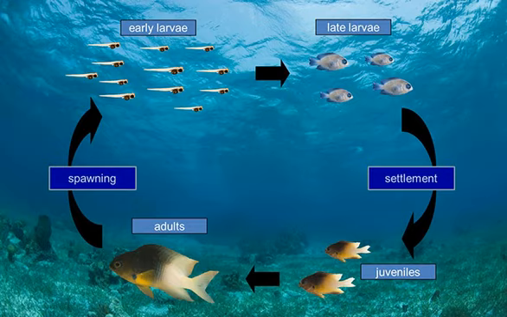Asymptotic weight, corresponding to L infinity. A. Fishing intensity. B. Efficiency. C. Catchability. D. None of the above. Answer C. Catchability, often denoted as q.